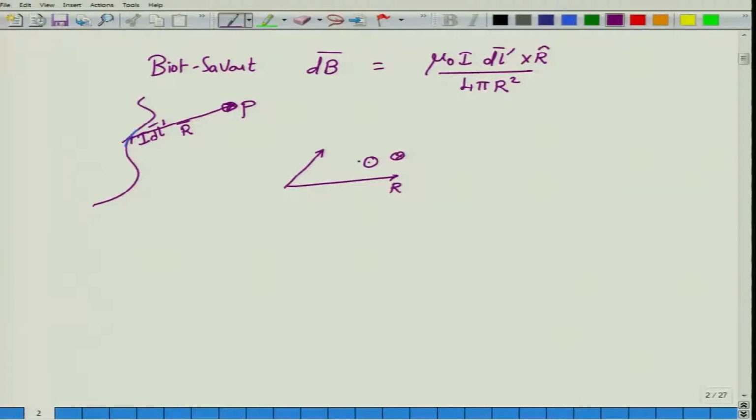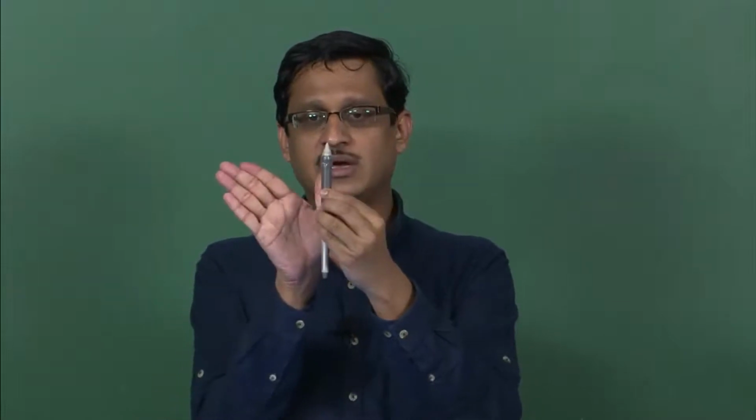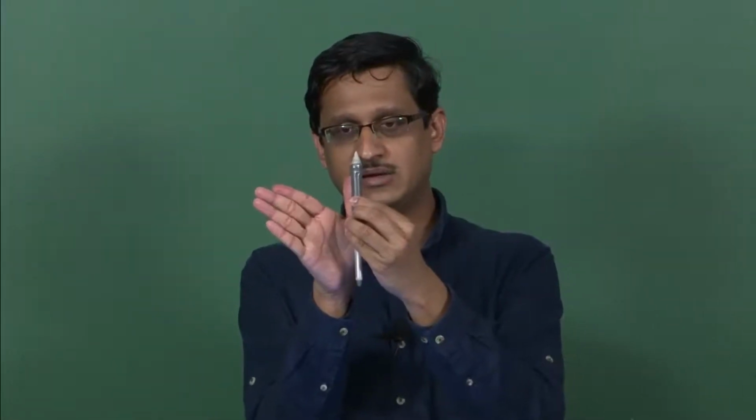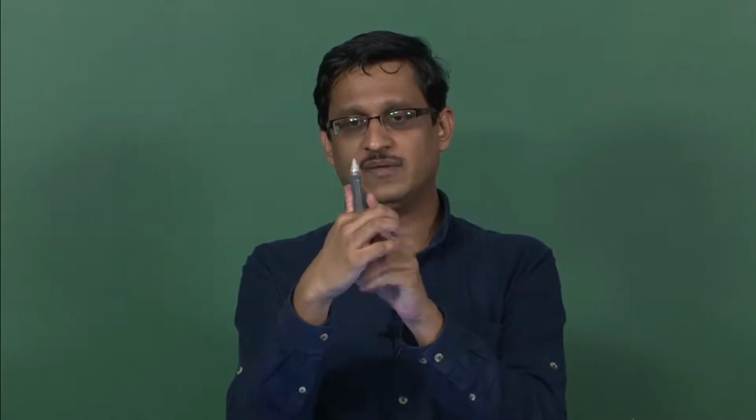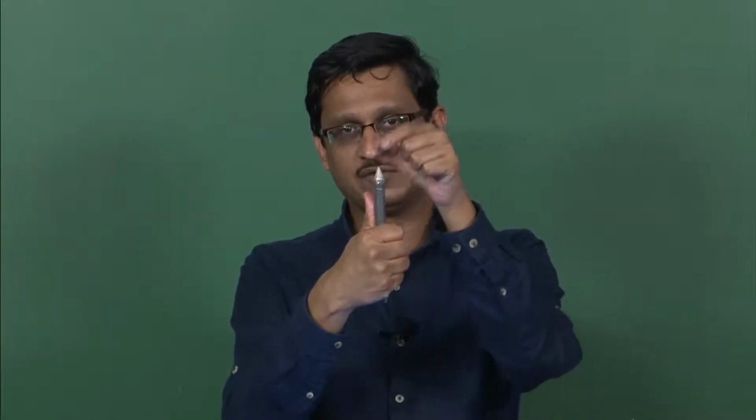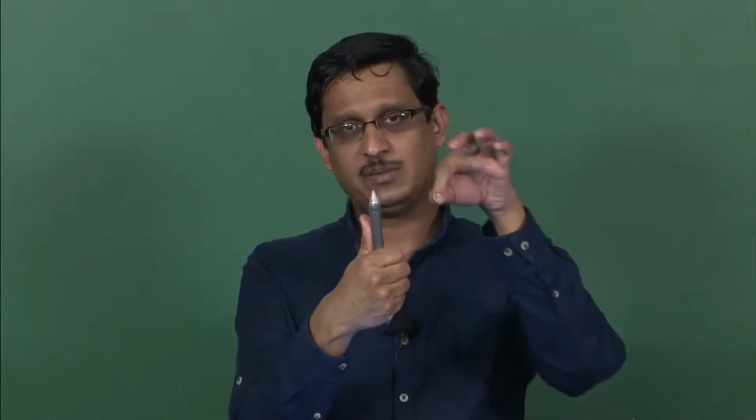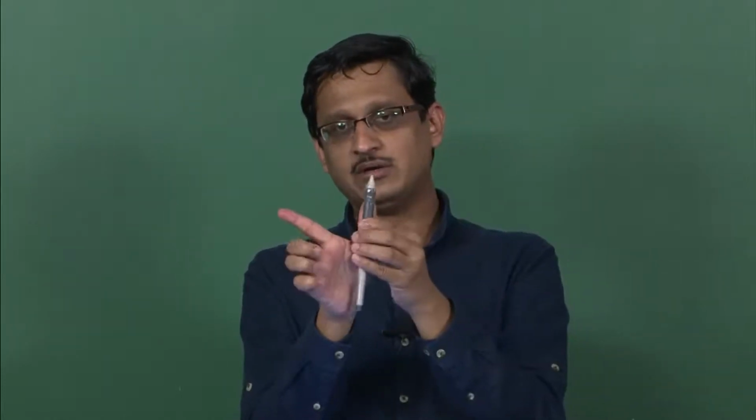Whether it is coming out or going into the board is decided by the right hand rule, and the right hand rule tells you that if you curl your fingers starting from the current direction to the vector r, then the magnetic field must follow your right hand rule. So to show you that, if this is the current carrying element, then if I enclose the current by my fingers, then the thumb will be pointing along the direction of the current and the magnetic field will be encircling.